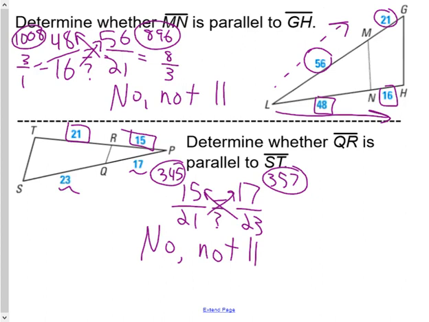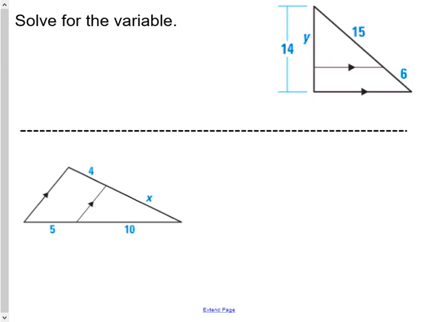Make sure you have math to back it up, not just a yes or no answer. Next, solving for the variable. We've got 15 and 6, and now this time they have the parallel again for us. We've got y and 14.